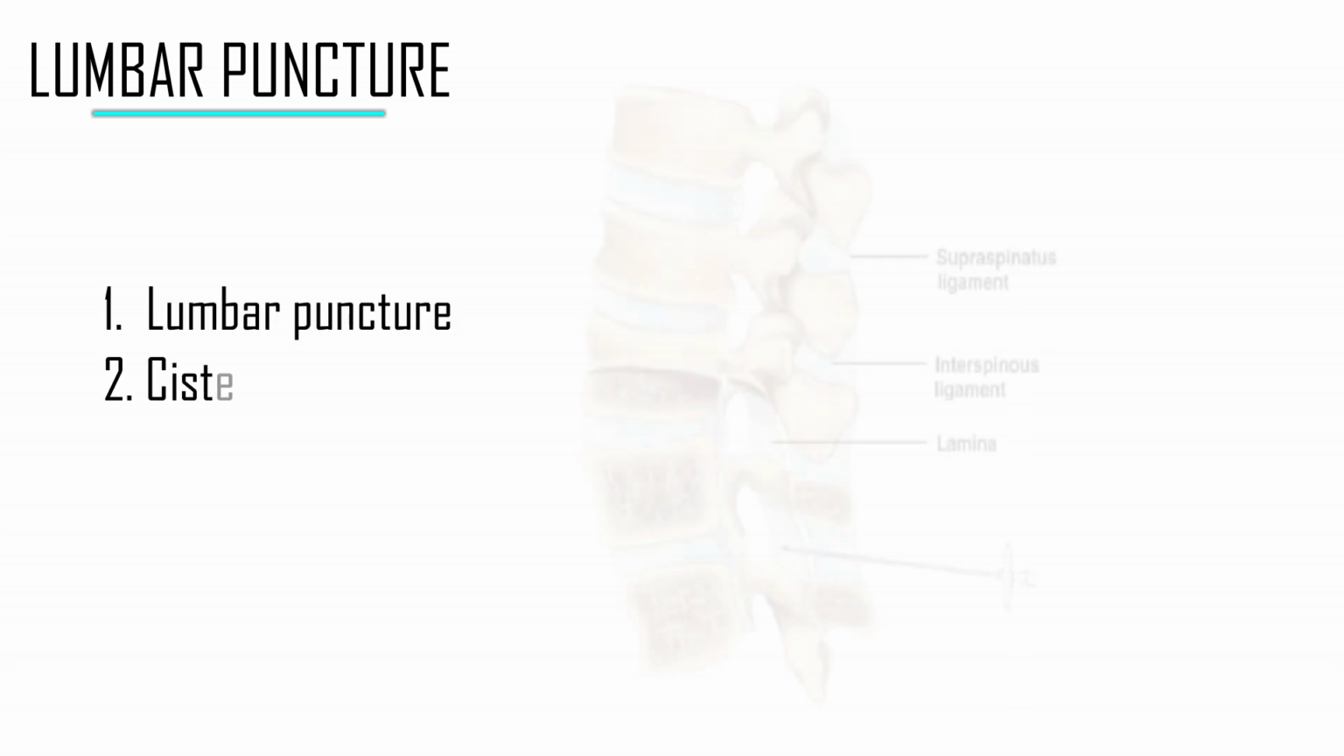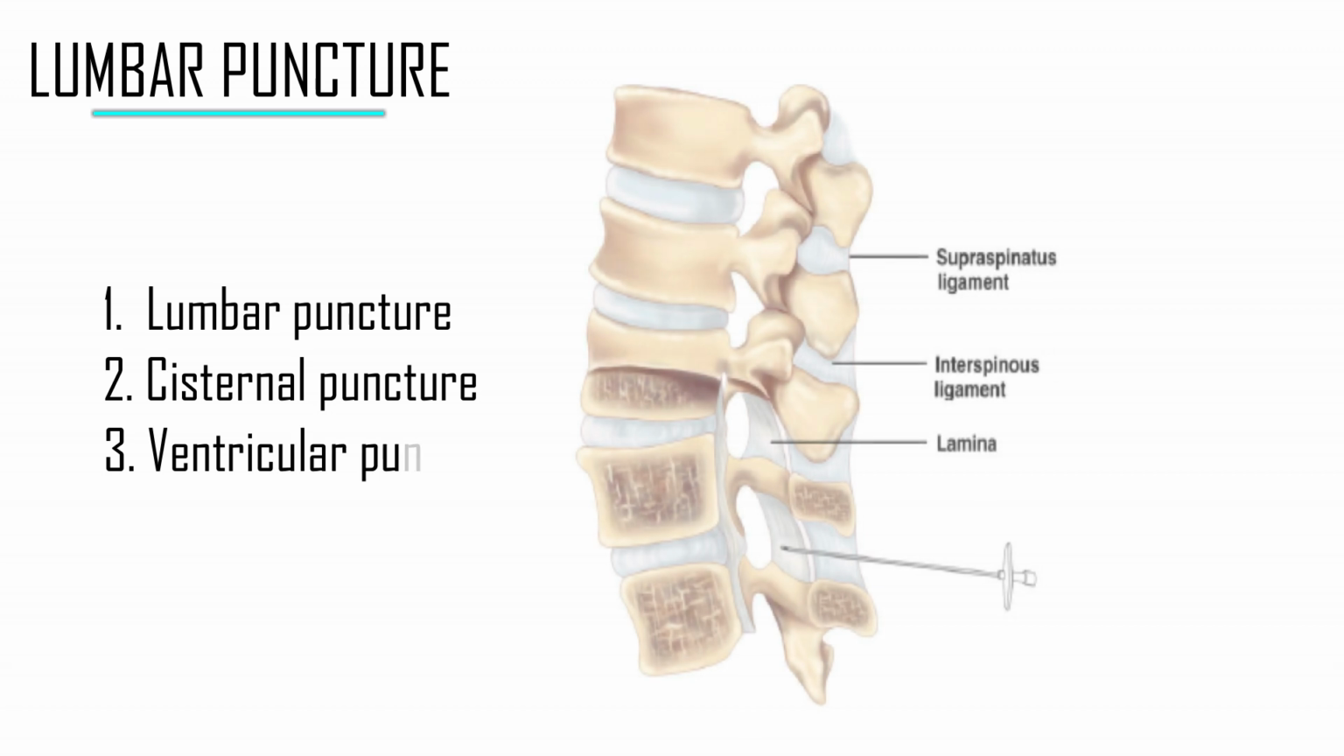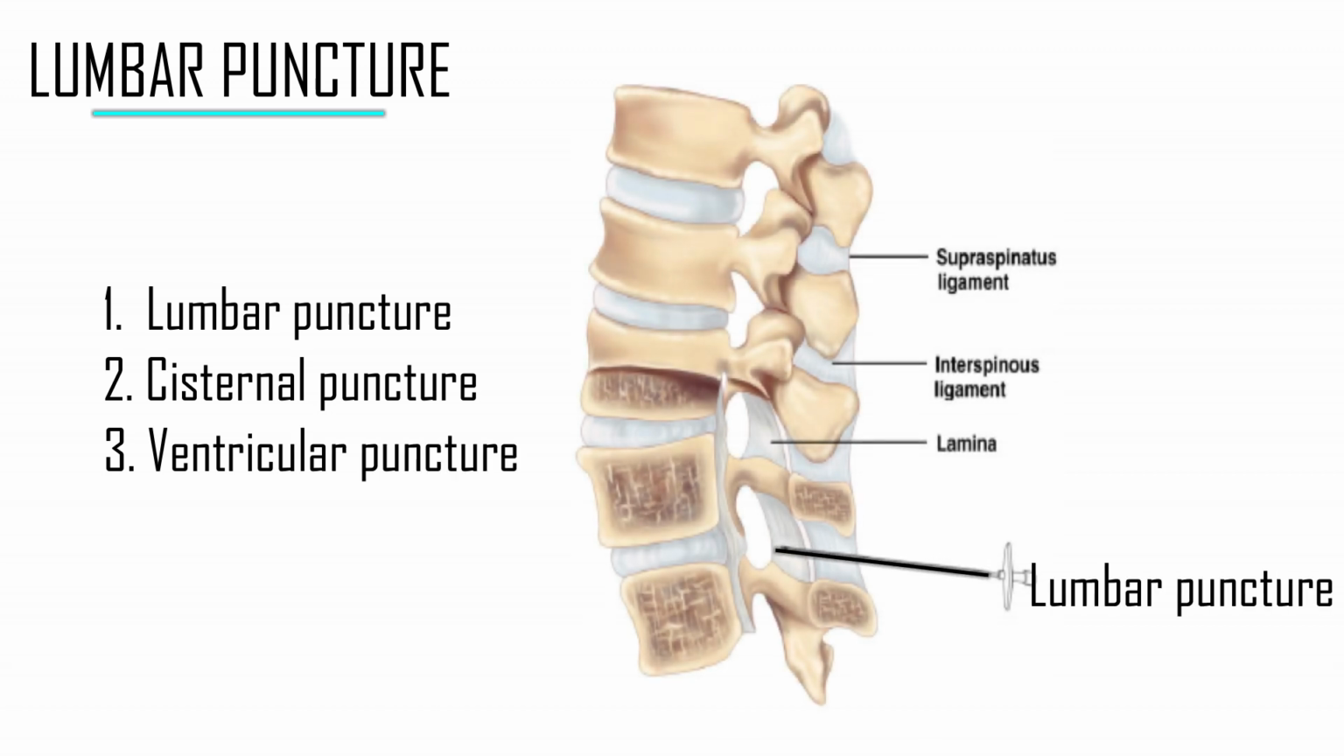CSF can be obtained by lumbar puncture, cisternal puncture, or ventricular puncture. Lumbar puncture is the easiest and the commonly used method. It is done by passing a needle, making a puncture in the interspace between the third and the fourth lumbar spines.